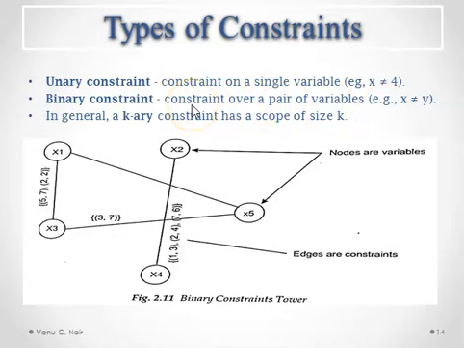So there we are considering only one variable, which is x. Similarly, we can have two variables, as in the previous example we have discussed, x and y. Then we call it a binary constraint. We can have three variables at the same time. We call it a ternary constraint. Likewise, the number of variables being considered can be any number. So we can have a k-ary constraint having a size of k variables.